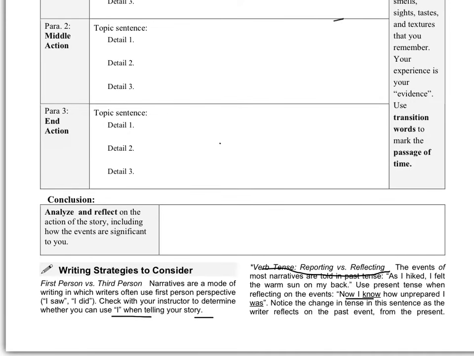And for Wednesday, come to class prepared to talk about the narrative that you're going to write. You aren't going to write it, you're just going to plan it. And remember, this is going to tell a story that taught you a lesson.